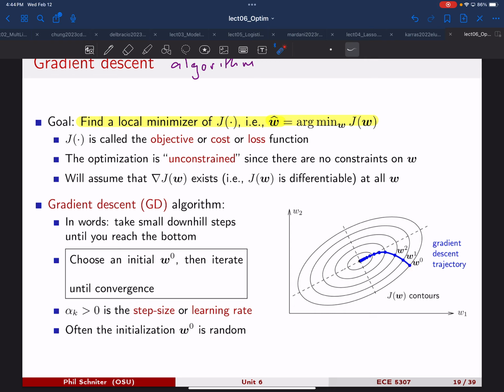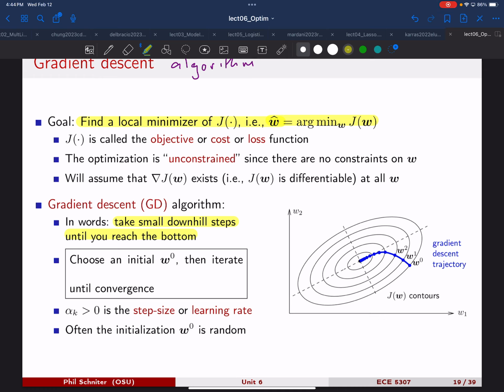If I take a small enough step, as we'll prove in the next page or so, I'm guaranteed to make progress. Downhill, downhill, downhill. And eventually, I'll get to the bottom, or at least the closest minima to where I start, the local minima. So that's the idea in words.